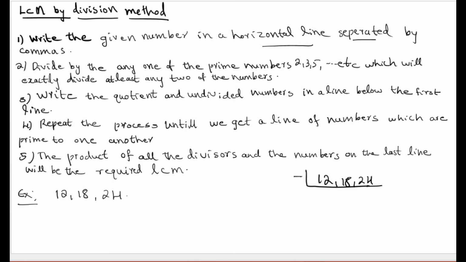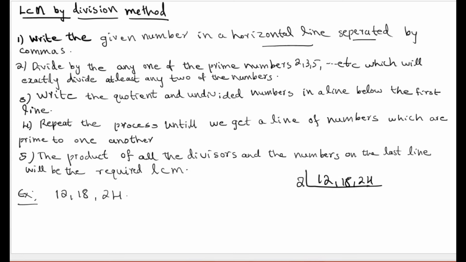But suppose you are taking 5. 5 is a prime number, right? You need to divide the given numbers by a prime number. But 5 does not divide 12, 18 is not divisible by 5, and 24 is also not divisible by 5. So while selecting the prime number, you need to select a number such that it divides at least 2 of the given numbers. If it divides more than 2, it's not a problem for us, but that prime number must divide at least 2 of the given numbers. That's the second step.